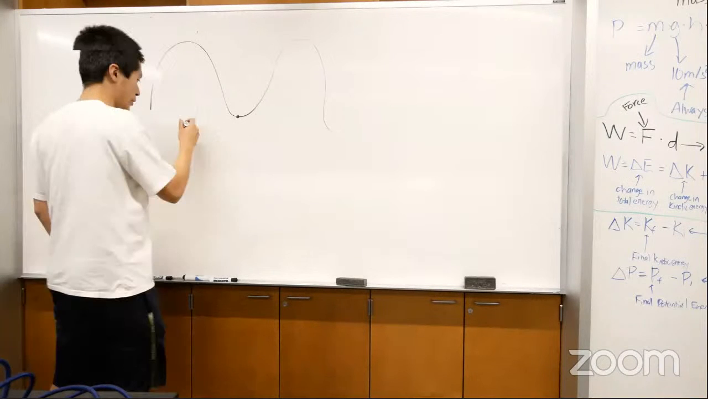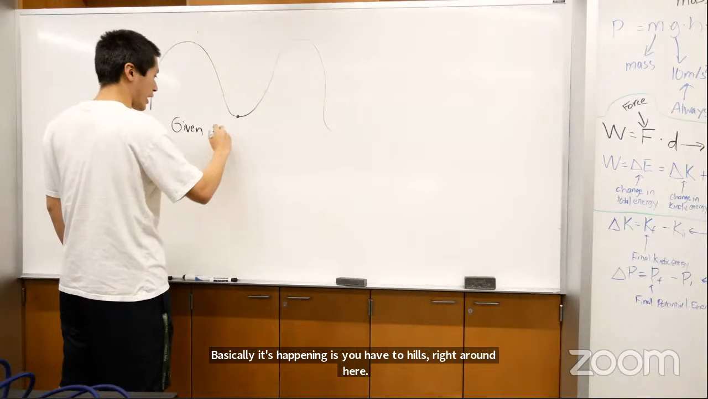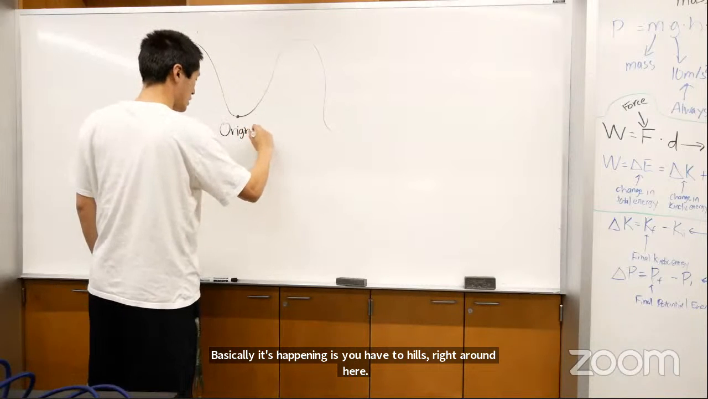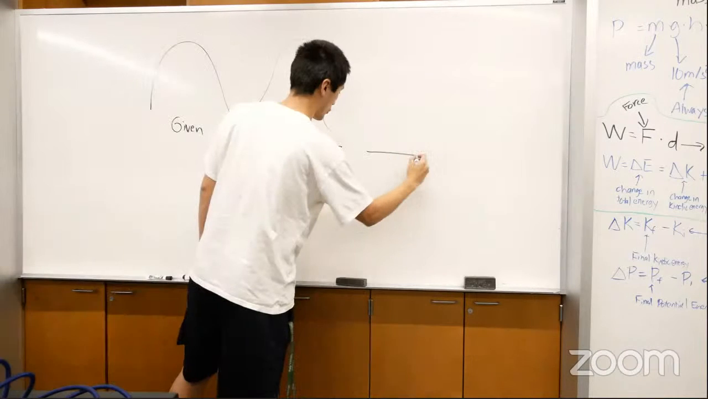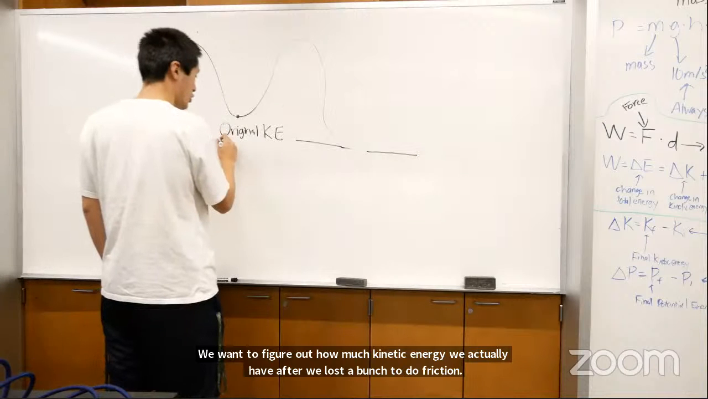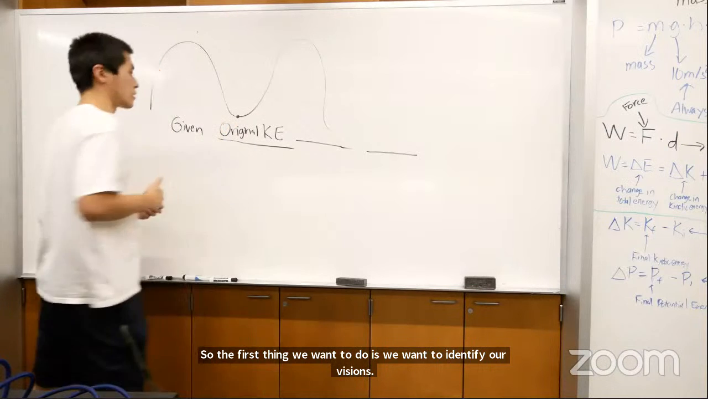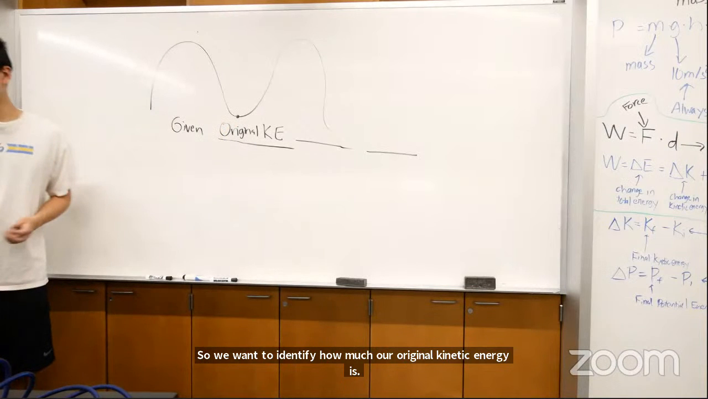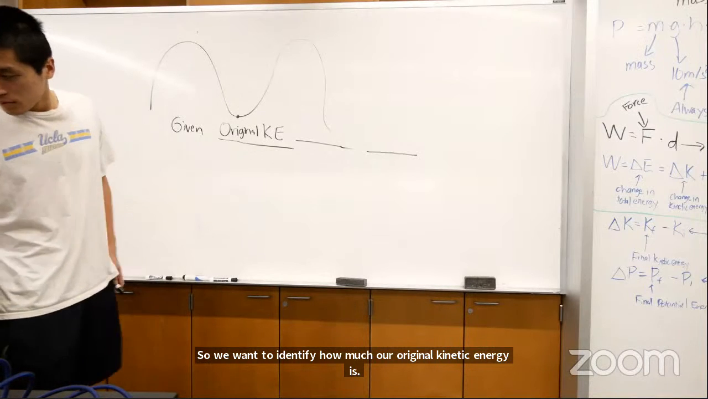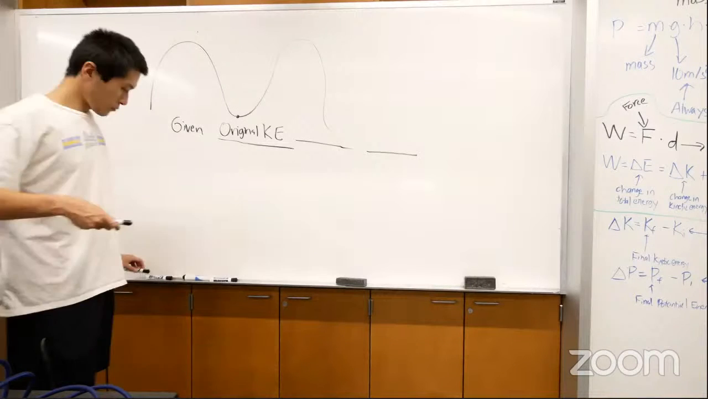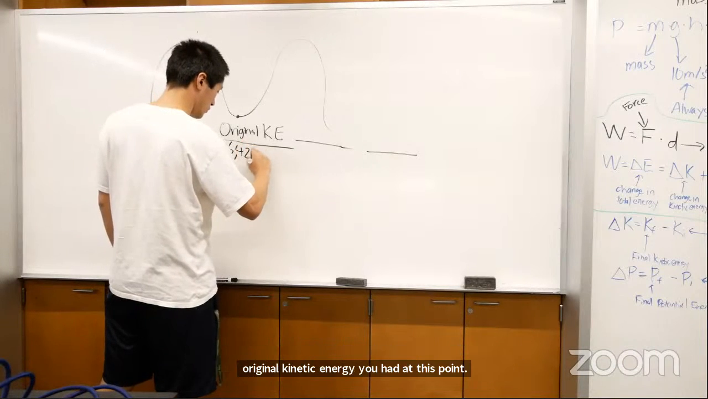So the first thing we want to do is identify our givens. We want to identify how much our original kinetic energy is, and then we also have two blanks here for what else we know. So first off, Jojo, why don't you tell me how much original kinetic energy you have at this point, at the bottom of your first hill? At the bottom of my first hill, I have 6,420 total kinetic energy.